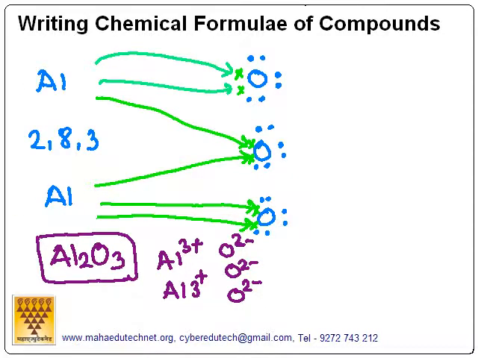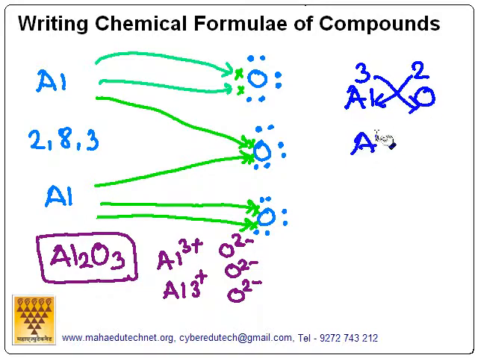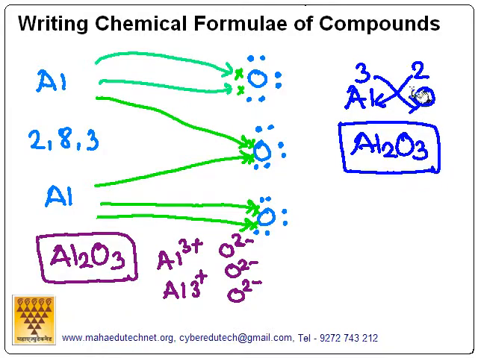Now this formula can be found out by the valencies also. We know that aluminium has valency 3 and oxygen has valency 2. So if you write this 2 here and this 3 here, then the formula becomes Al2O3. So by exchanging the valencies, by crossing these valencies, we can also form the same formula that we have found using the electron give and take.